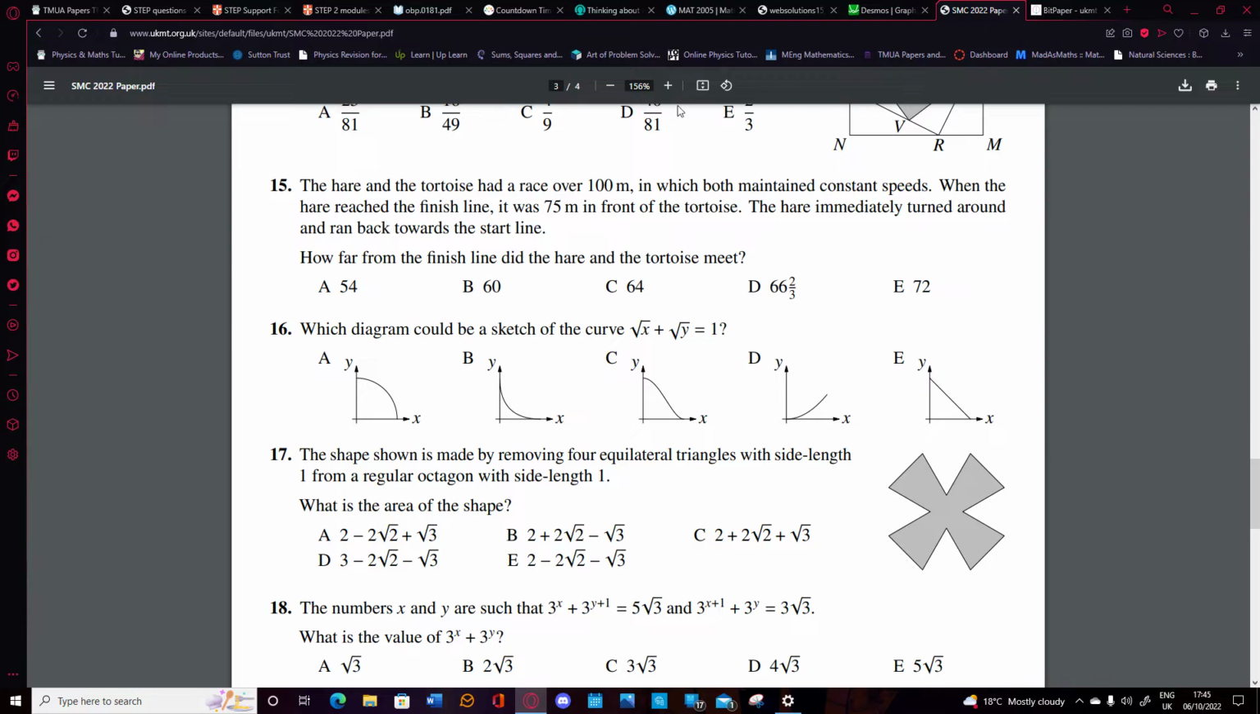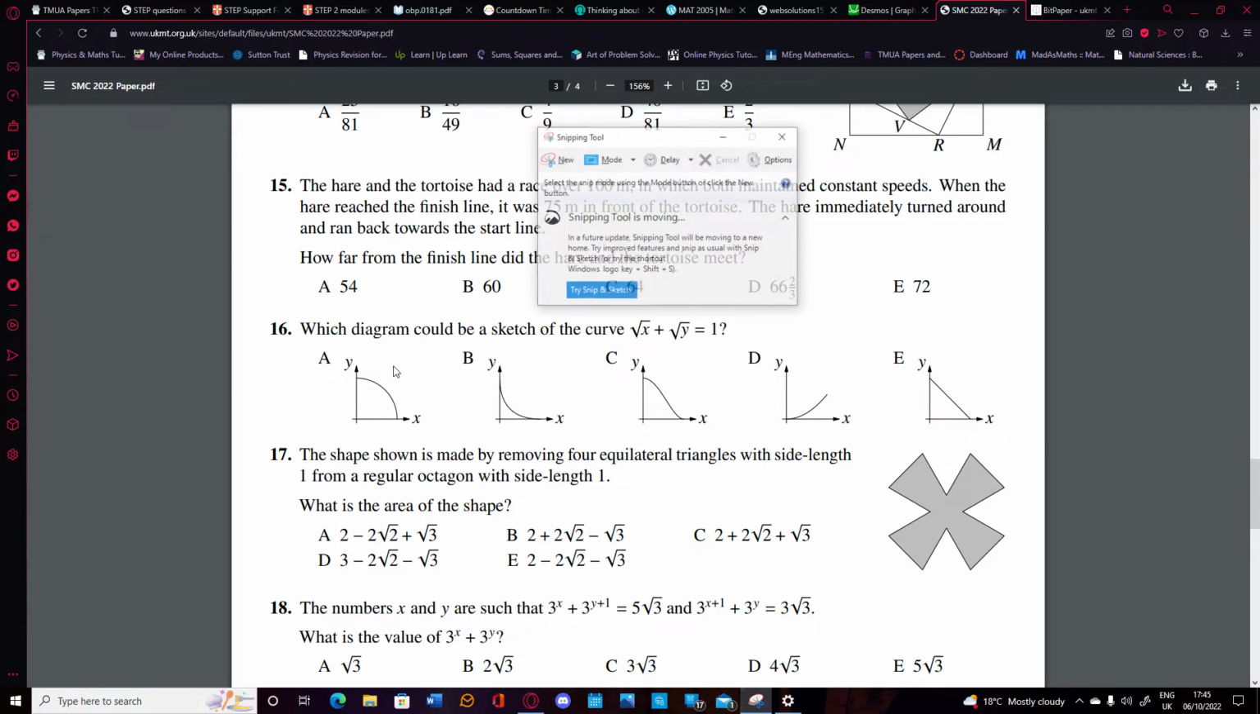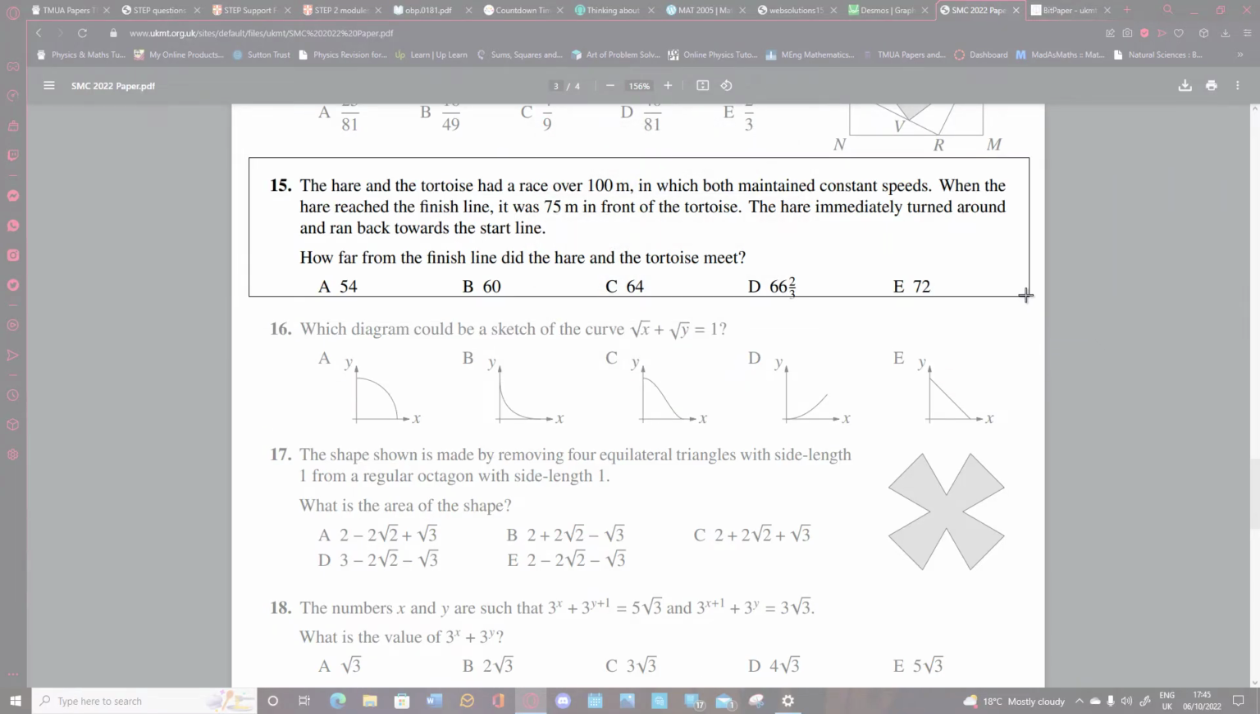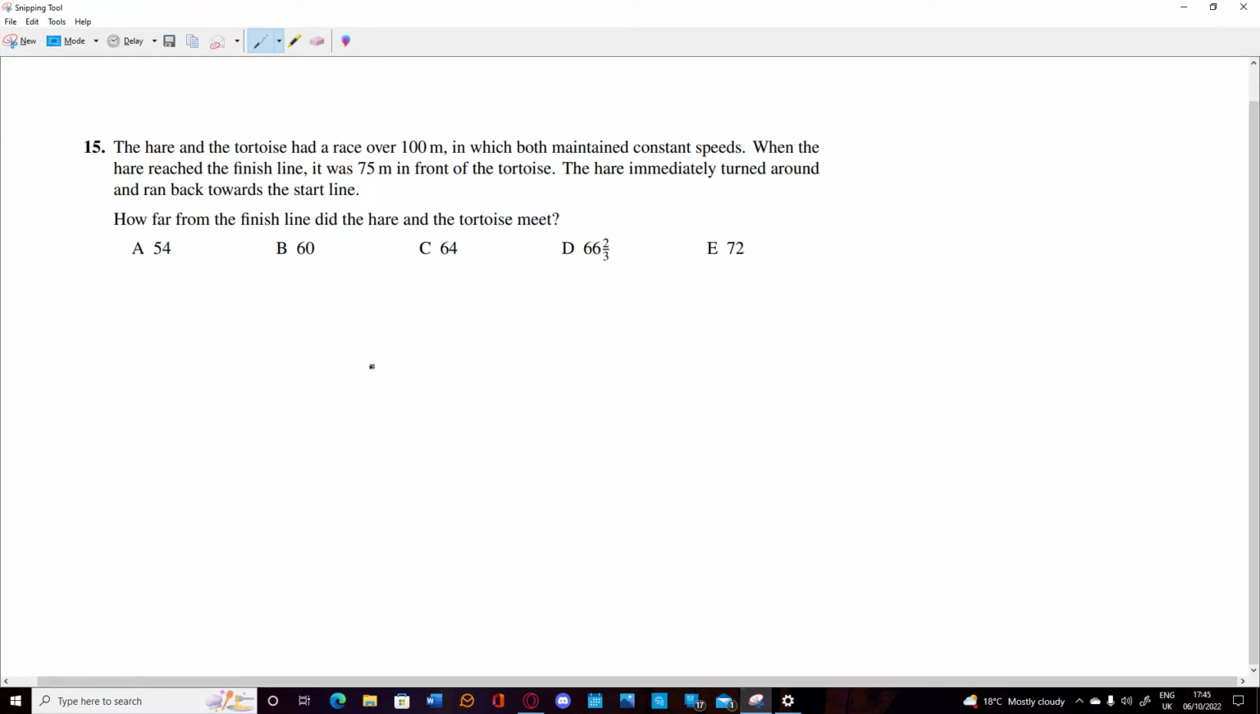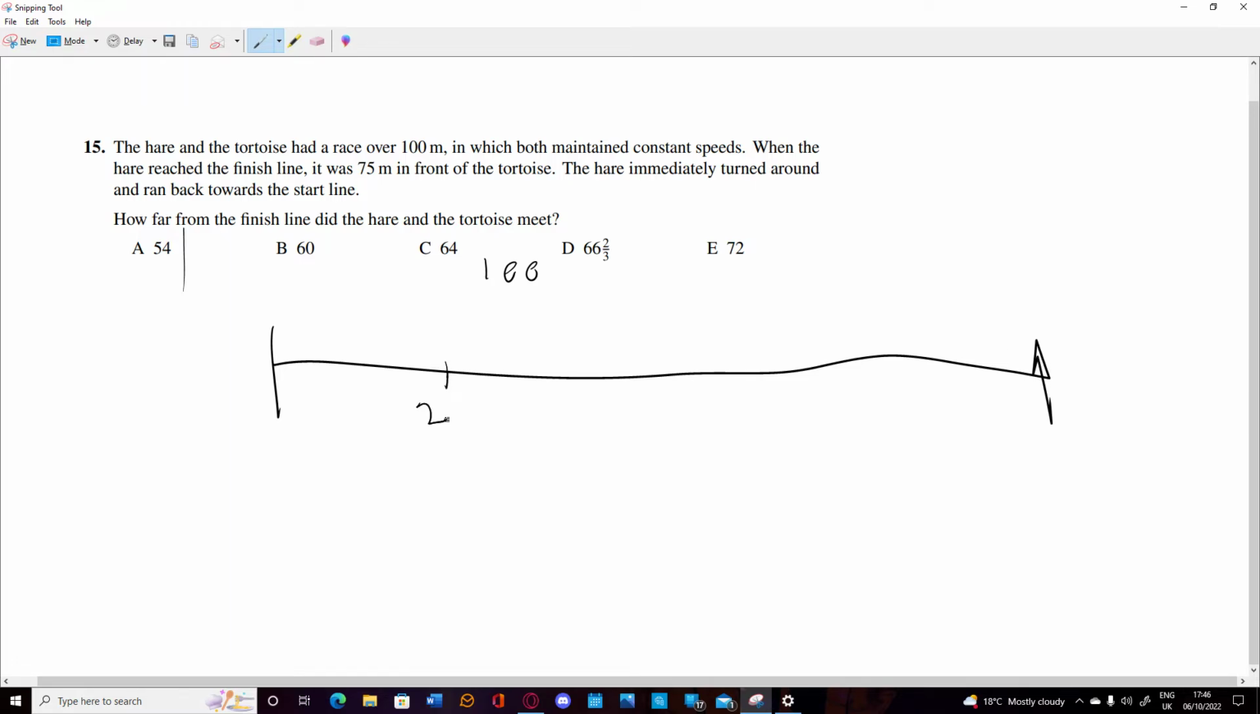Okay. Hare and the tortoise. Come on. So the hare and the tortoise both had a race over 100 meters. This is length for 100, in which both maintained constant speed. When the hare reached the finish line, it was 75 meters in front of the tortoise. So when the hare is at 100 meters, it's 75 in front of the tortoise, so hence the tortoise is at 25 meters.